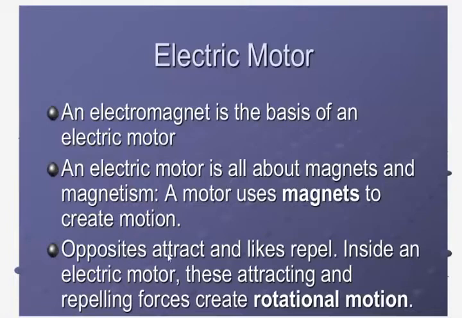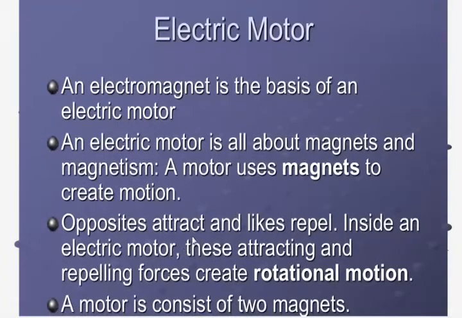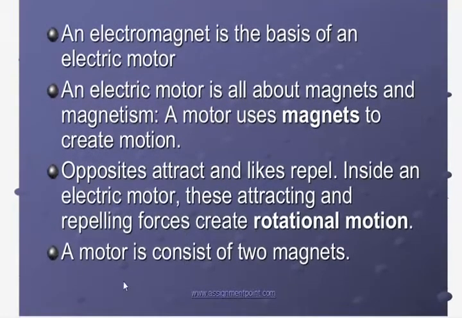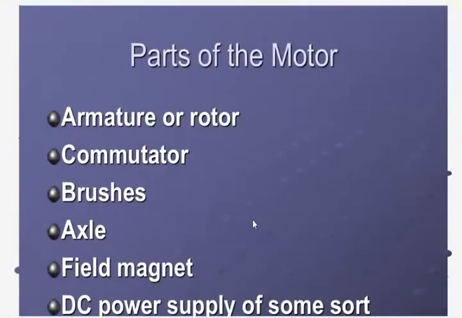Now, opposite poles attract and like poles repel. That thing has already been discussed. Inside an electric motor, this attracting and repelling force creates rotational motion. And hence, motor consists of two magnets. That magnet is called field magnets. After that, we have to discuss about parts of motor.